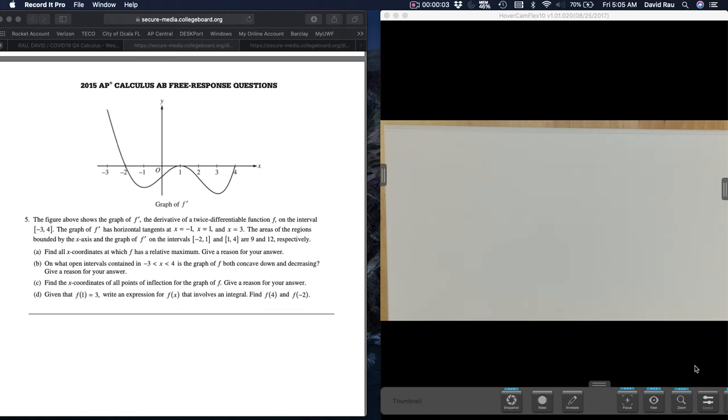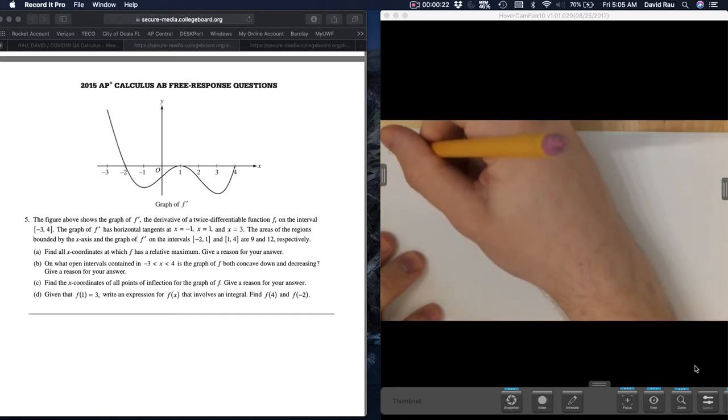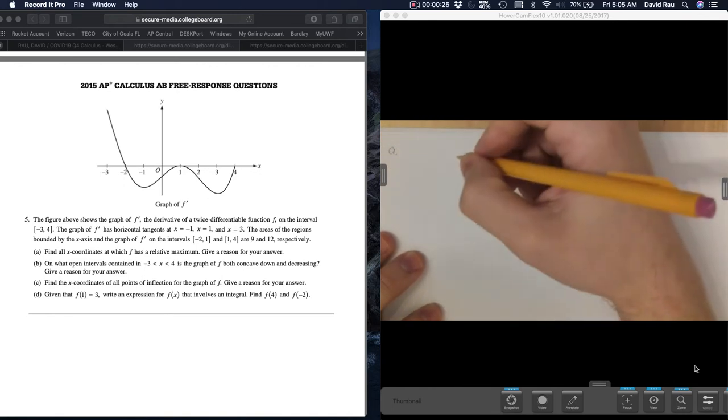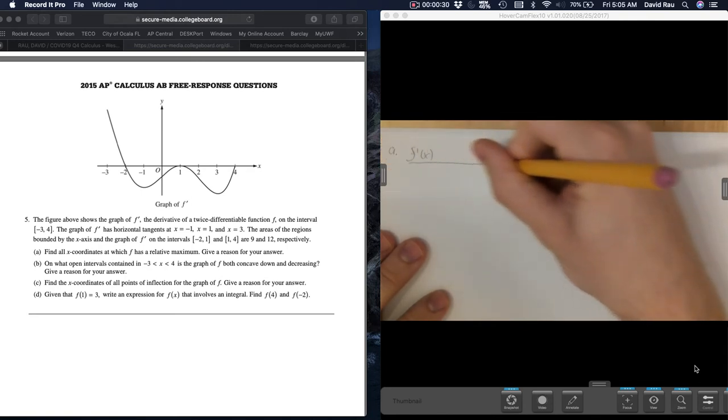Right, up next we've got question 5, and the big key of question 5, always I like to make a mental note to myself, is that I'm looking at f prime. That's going to be key as we work through this problem. So let's find all the points where f is a relative maximum. Now, just remember that a relative maximum occurs where f prime changes from positive to negative. So we can make a sign chart of f prime of x.